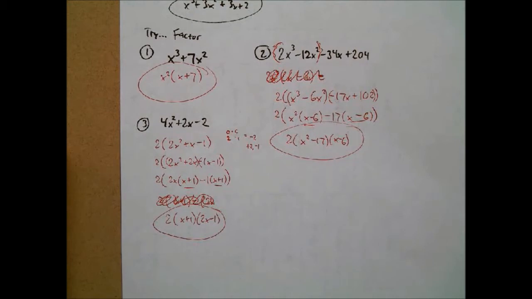Number 2, okay, I see here they're all even, so I divide out a 2. Some of you maybe looked at it at first and thought, oh, there's 4 terms, I'm going to try grouping. And you could do that. That's fine. In fact, that's what I did at first, but then I thought, let's pull the 2 out first because I got some big numbers there I want to deal with. So I factored out a 2 first.